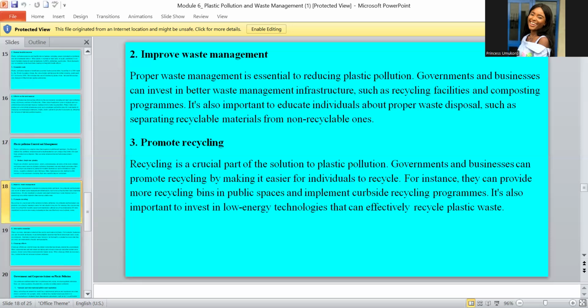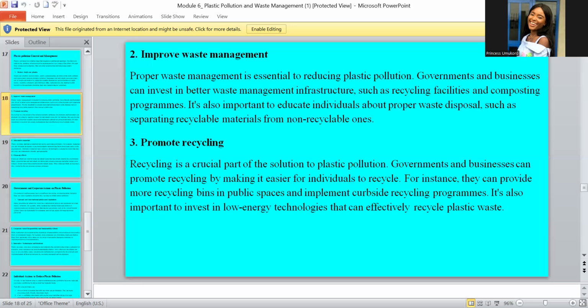Number three, promoting recycling. Recycling is a crucial part of the solution to plastic pollution. Governments and businesses can promote recycling by making it easier for individuals to recycle. For instance, they can provide more recycling bins in public spaces and implement curbside recycling programs.